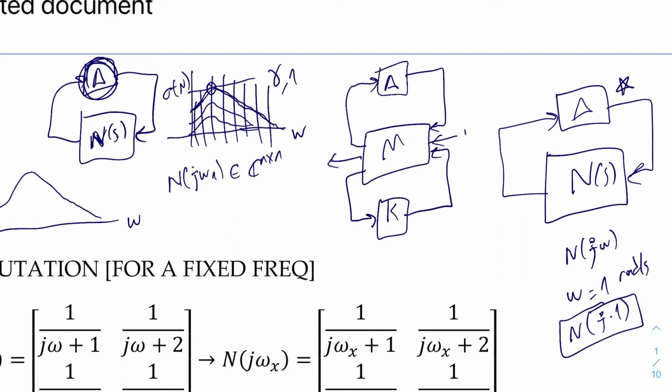Okay, this is U, no, this is W. W is like the exogenous signals, and this is Z, regulated output, right? And this is Y, measured outputs, and this is Y delta, and this is U delta, and this is U, right?